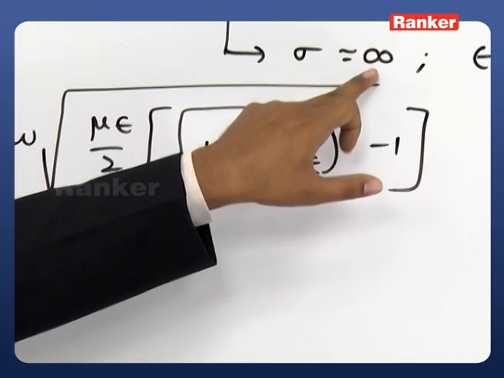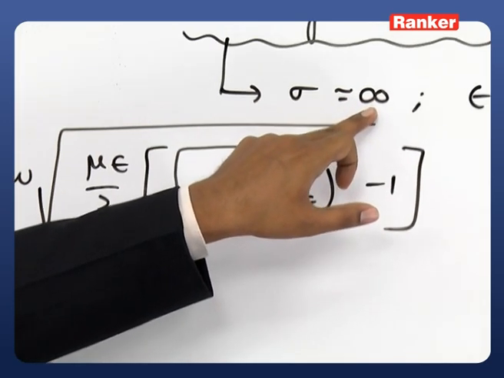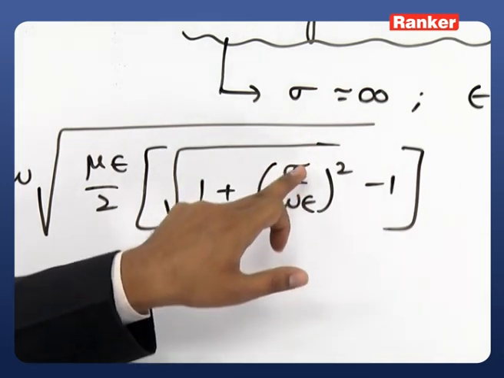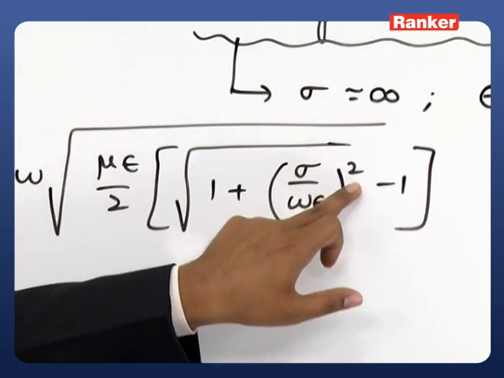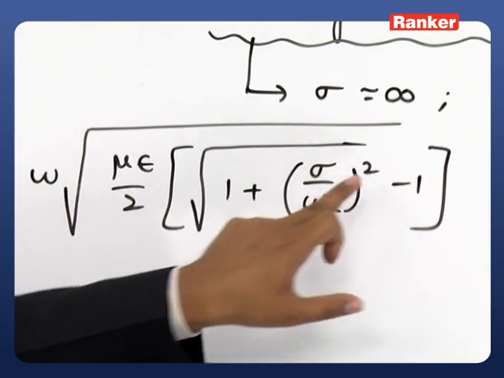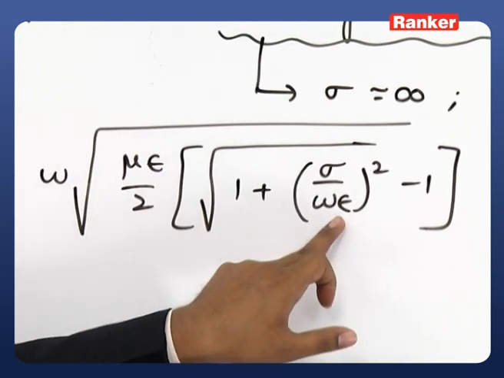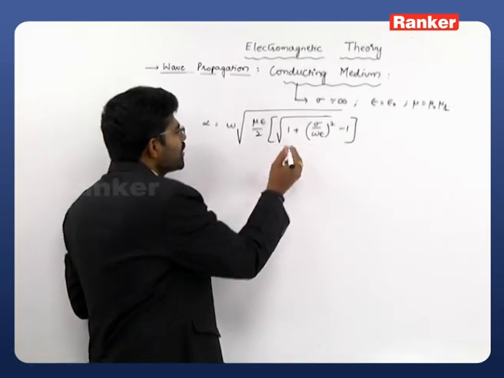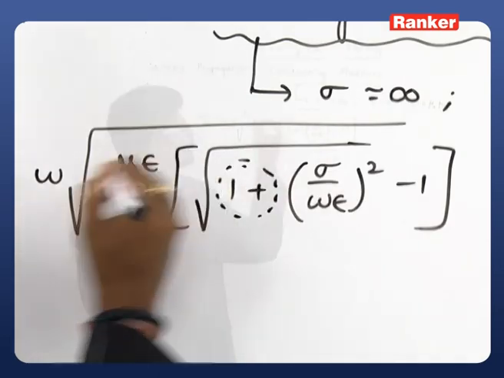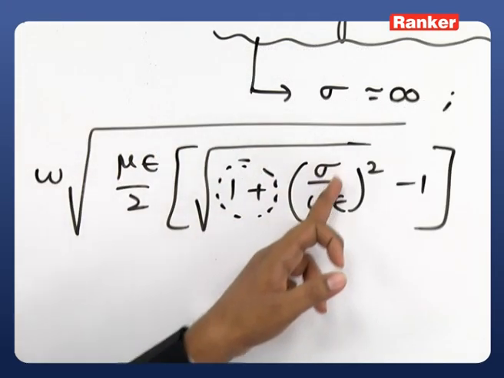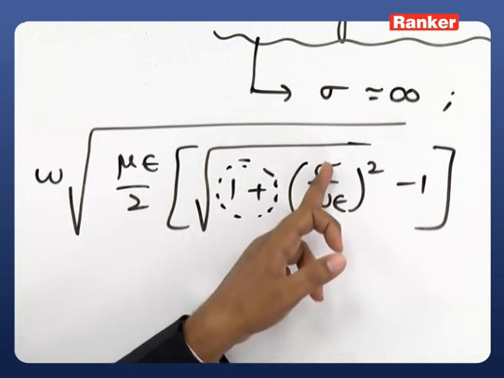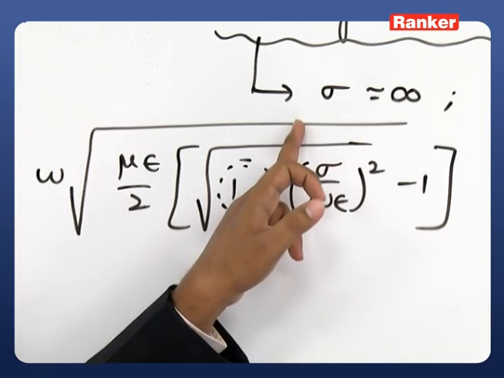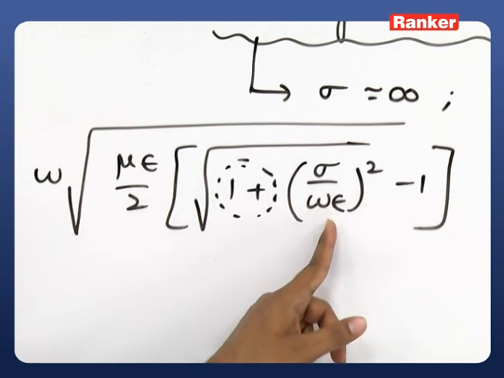For a conductor, sigma is a very, very high value. Since sigma is very, very high, (sigma by omega epsilon) whole square is also very, very high. When compared with this one, since it is a very high value, this one can be neglected. Just neglect this particular term. After that, the square root of this quantity, that is (sigma by omega epsilon) whole square under square root, becomes sigma by omega epsilon.